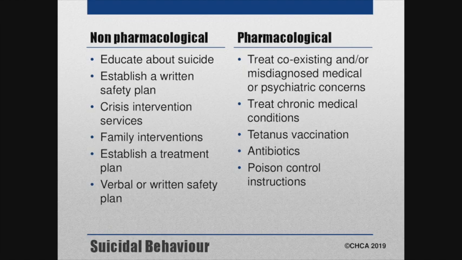So for suicidal behavior, as I mentioned, non-pharmacological, we can establish that safety plan. We want to provide education, crisis intervention services, and involve the family. For pharmacological management, certainly if there's an injury, we would treat with antibiotics or tetanus vaccinations. If poisoning is involved, then we're going to contact poison control. Otherwise, if there are underlying medical conditions, or for example, concurrent disorders where there's substance misuse, then certainly we would manage those in collaboration with other healthcare providers, including counselors and physicians or nurse practitioners.